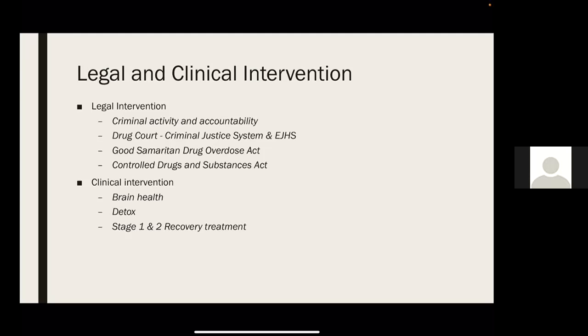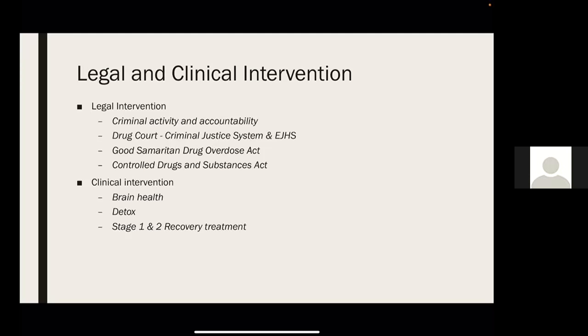The other legal interventions are the Good Samaritan Drug Overdose Act, so you won't be criminally charged if you overdose by using. And another way to mitigate and prevent overdoses is the Controlled Drugs and Substances Act. It just puts a stricter emphasis on reducing the amount of fentanyl coming across the borders and stuff like that.